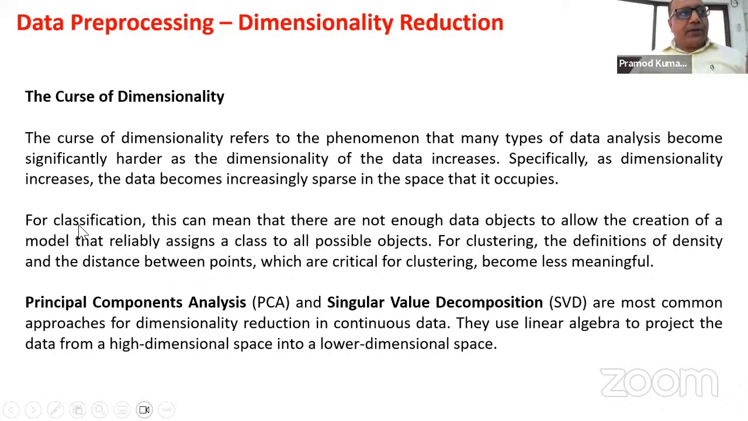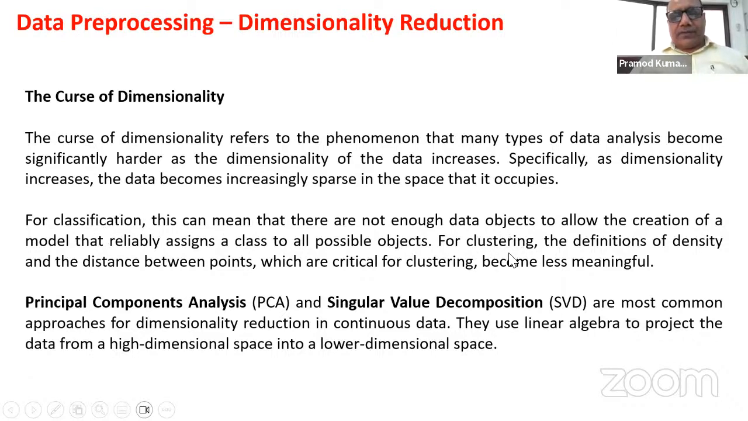The second paragraph makes more clear what I just told you: for classification, this can mean that there are not enough data objects to allow the creation of a model that reliably assigns a class to all possible objects. Why? Because they all are almost equidistant. So it will be very difficult to assess the similarity or the difference among the objects, and how to define that an object will belong to this class or that class. Classification is supervised learning, so in supervised learning, this is a problem.